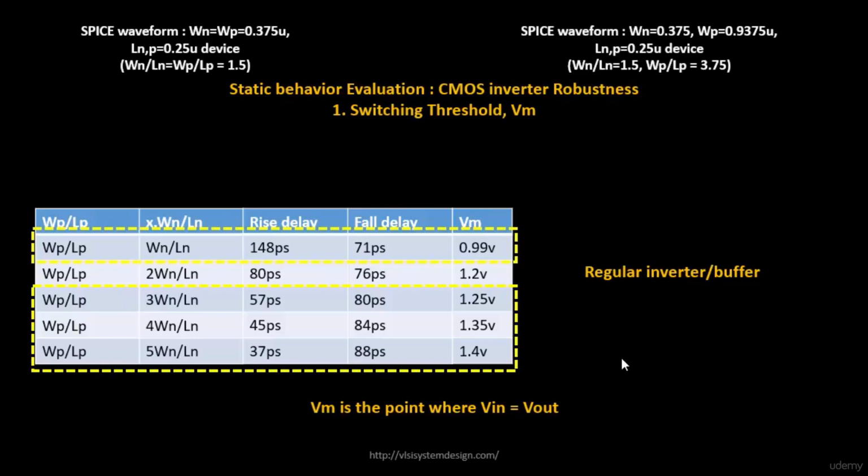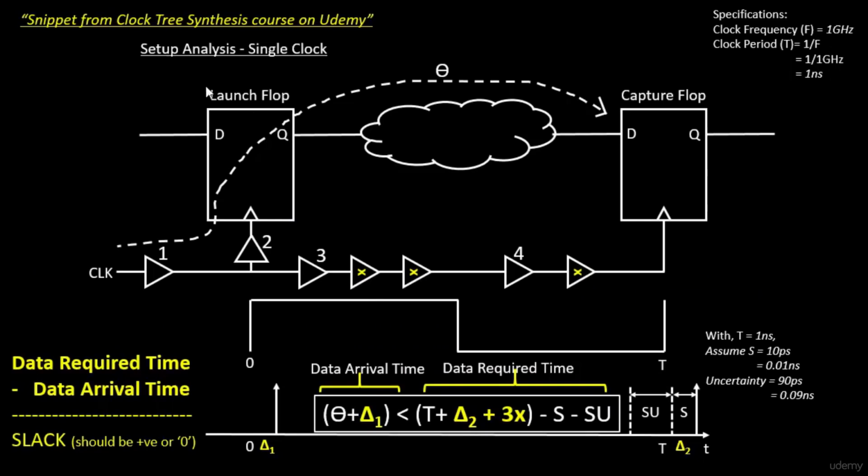Let me take an example of a timing path or a data path. This is a snippet again from the same course, the clock tree synthesis course on Udemy. This is my data path, and the condition for the slack should be either positive or 0. For that condition to be valid, you need your data arrival time to be less than data required time. But in a situation where your data required time goes below data arrival time, you can increase the delay of this data arrival time by plugging the right inverter, or the right clock cell, over here.